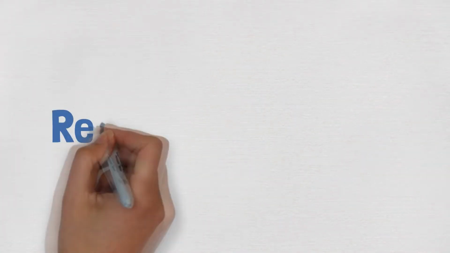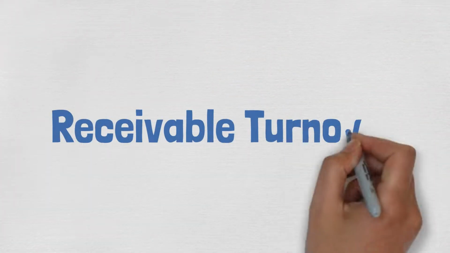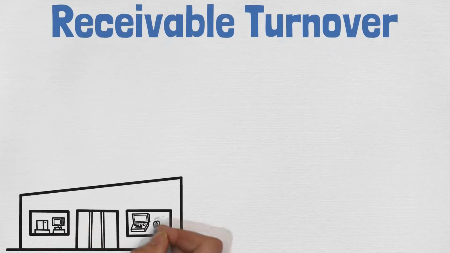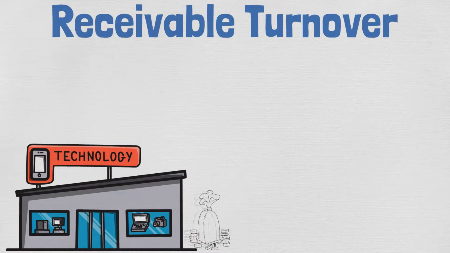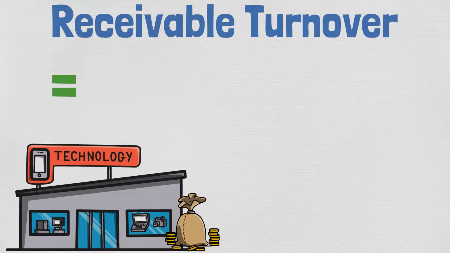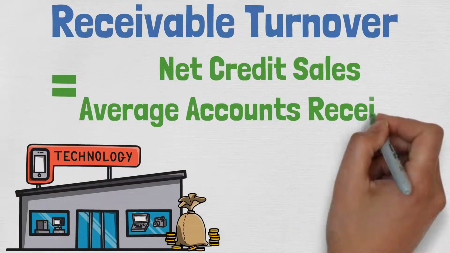Today we are going to talk about another turnover ratio, the receivable turnover ratio. It tells us how quickly the company is able to collect its accounts receivable, aka the sales that were made on credit. It is calculated by dividing the net credit sales by the average accounts receivable.